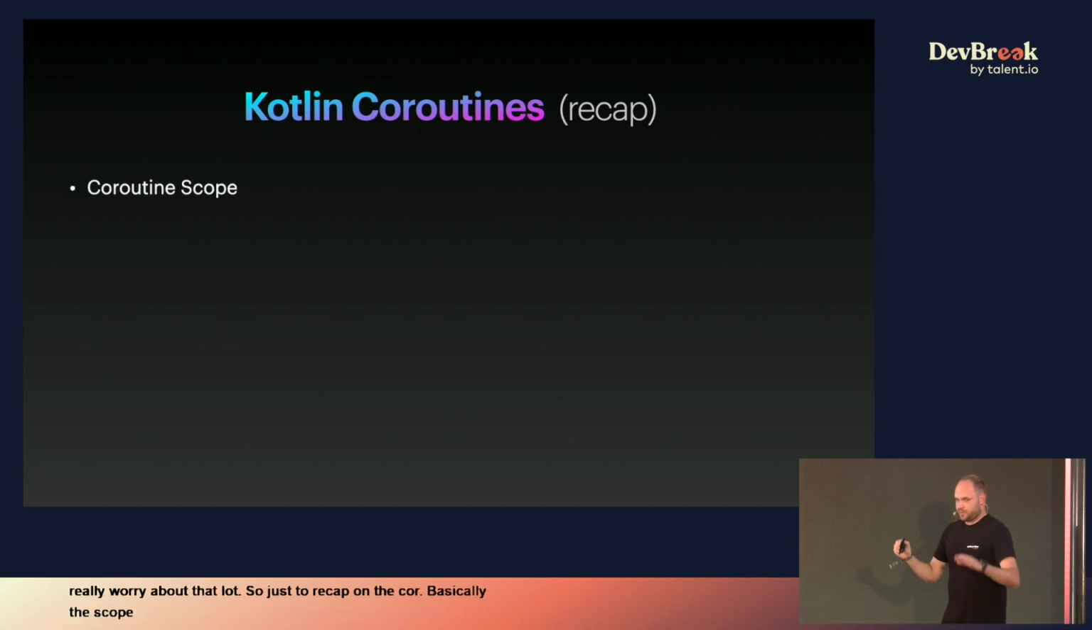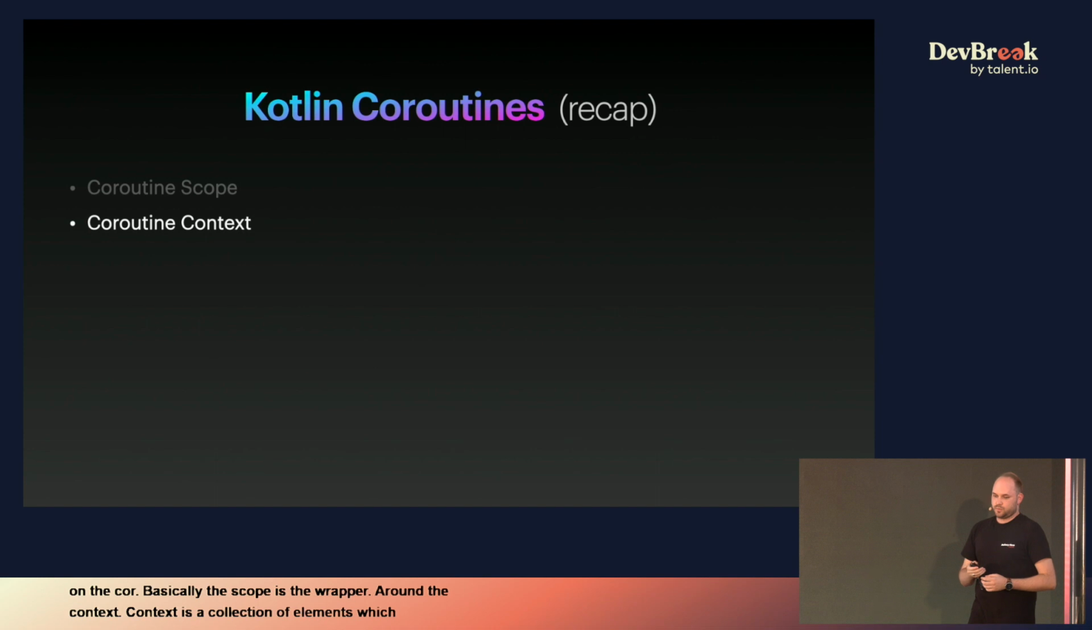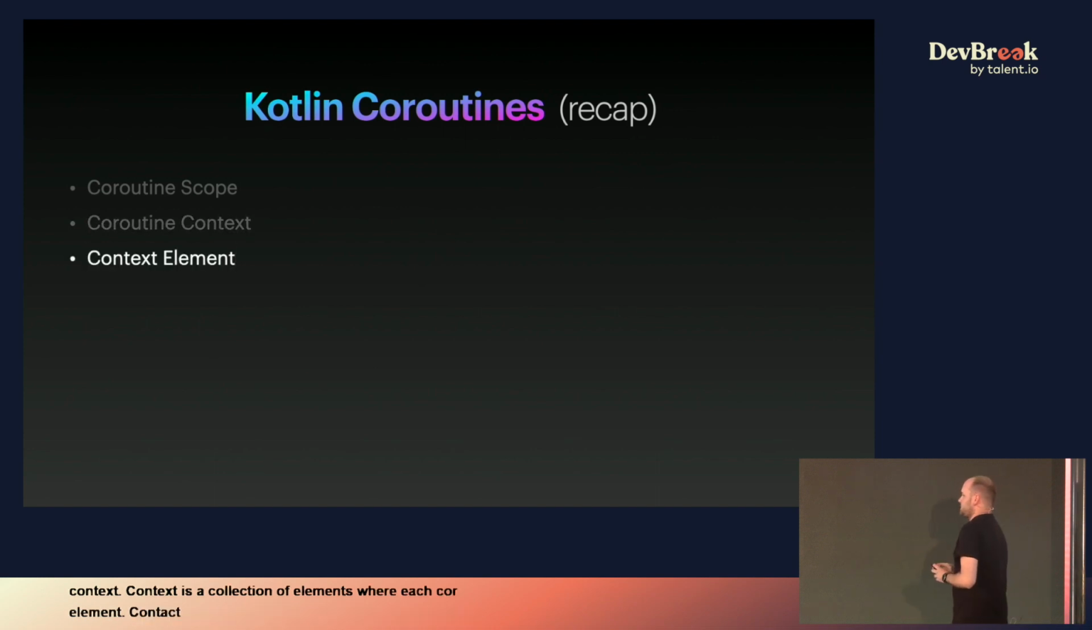So just to recap on the coroutines, basically the scope is the wrapper around the context. Context is a collection of elements where each context element describes some behavior of the coroutine that you're running. So it's kind of a configuration.